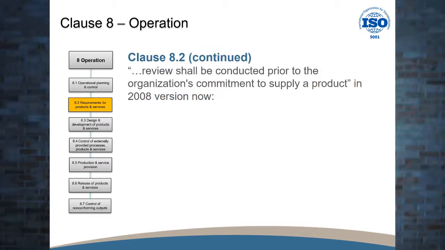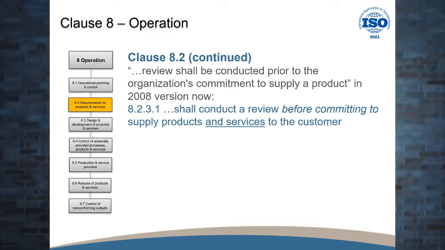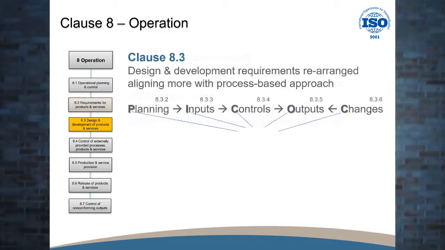So to move on with 8.2, review shall be conducted prior to the organization's commitment to supply a product. So that key phrase "prior to" in the 2008 version now states at 8.2.3.1 that the organization shall conduct a review before committing to supply products and services to the customer. So the keywords "prior to" are now changing to "before committing to." That's the difference there in the new standard in that section.